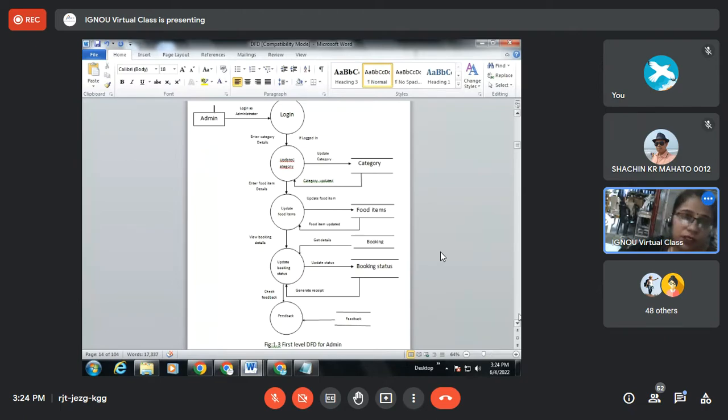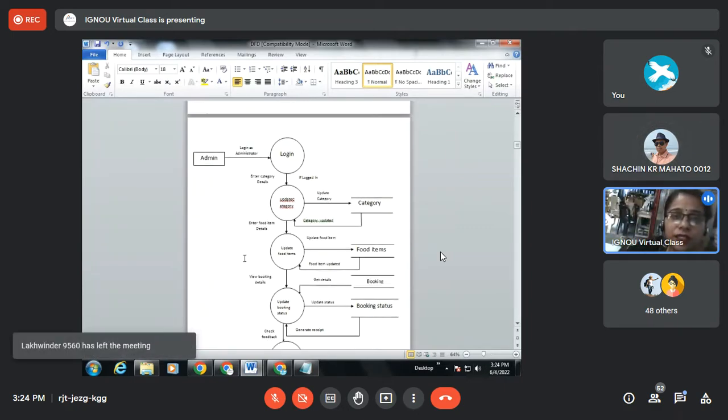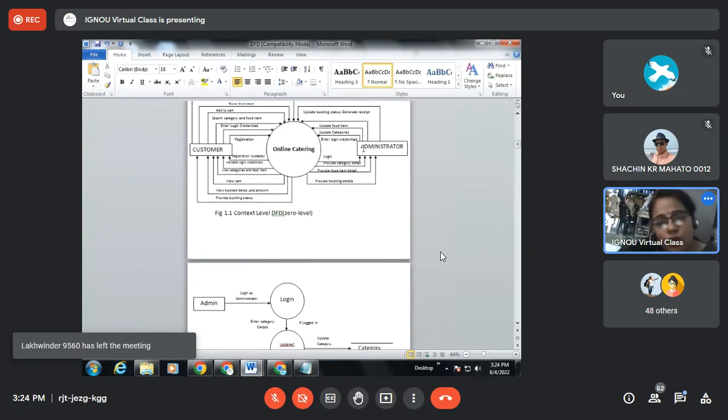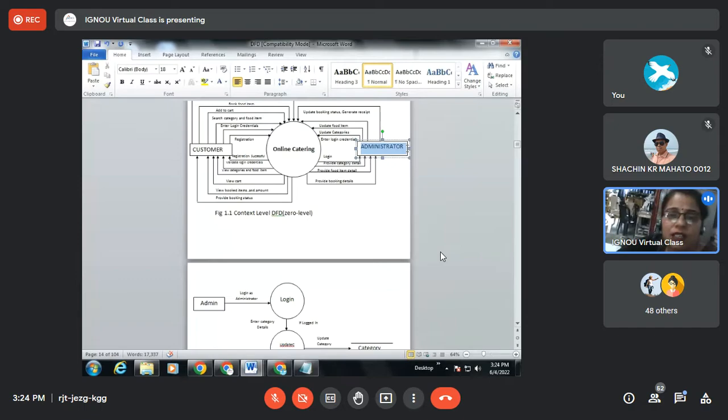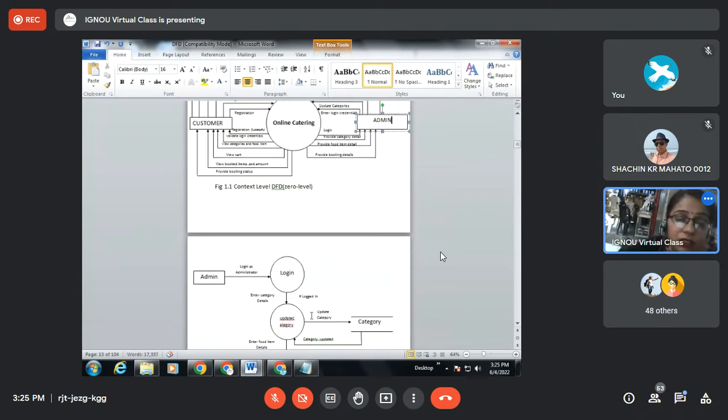You all can see 5. Just looking at these circles, you are able to identify that 5 processes are involved. And who is the user? Now there's a small blunder over here. We all understand that we can call an administrator as admin, but whatever terminology we use at the context level, the same terminology should be carried forward at the next level also. So either make it admin here, so these two terms should be similar and in sync with one another, right?